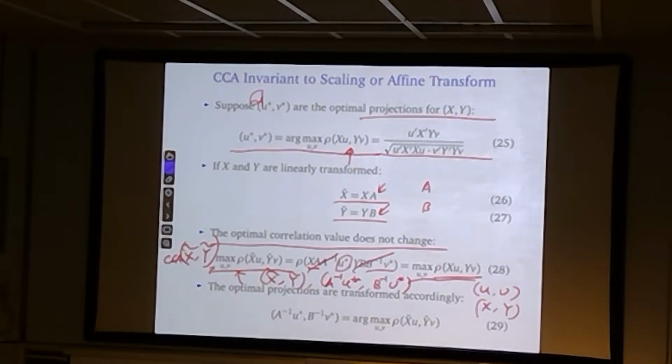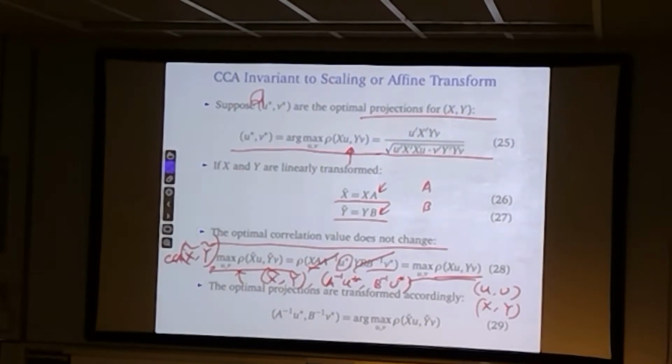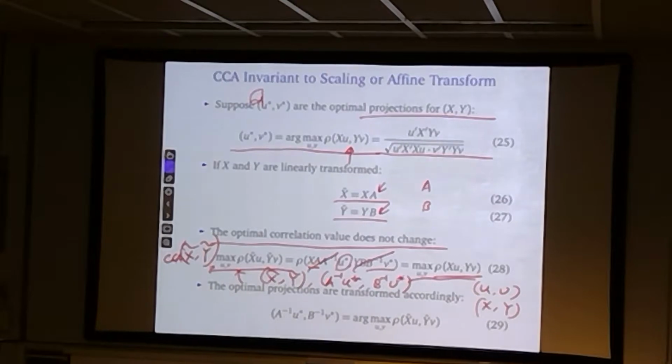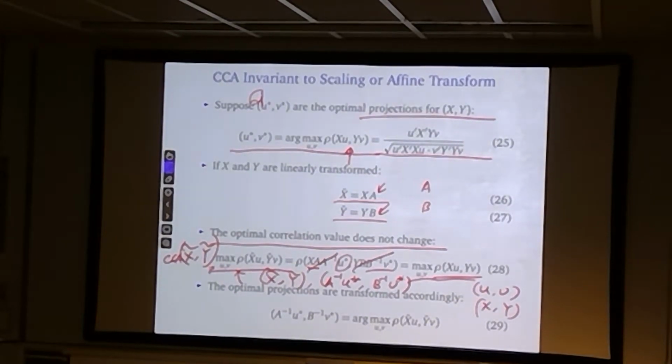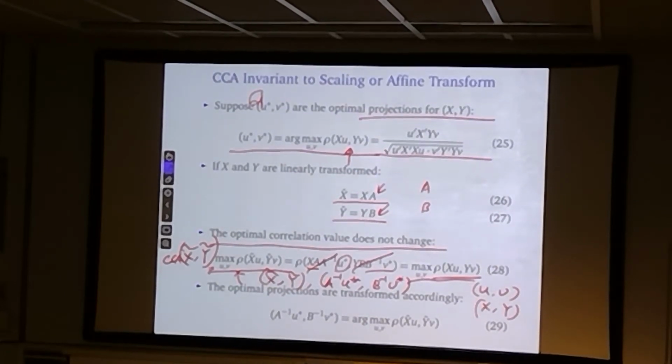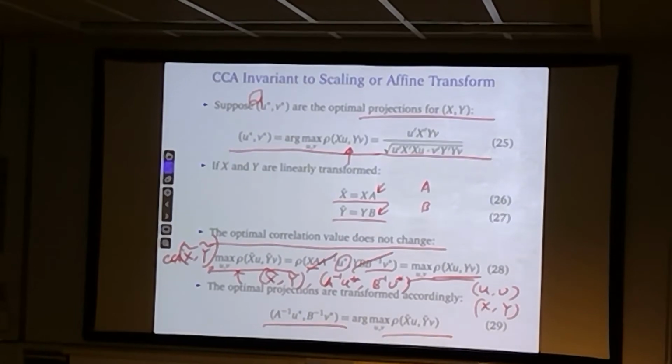You can warp X and Y any way you want. There's a counterpart change in the optimal axis. They will cancel each other out, and the resulting correlation, the maximum value, remains the same. The reason for affine invariance of CCA is not the same as the previous affine invariance of the correlation coefficient, but has something to do with the linear transformation. You can always find the counterpart of the axis, so they cancel each other out. Okay. So the optimal projections are transformed accordingly. So this is the maximum of that.